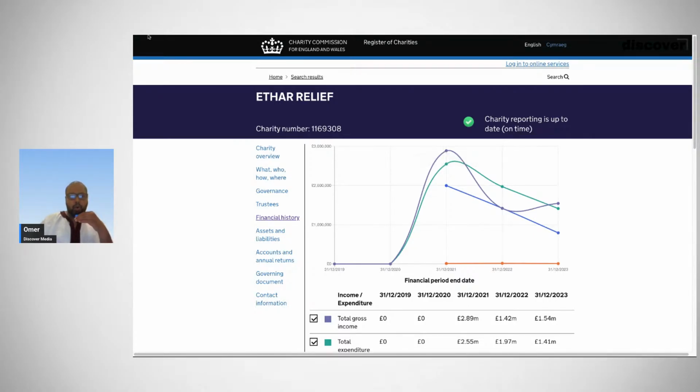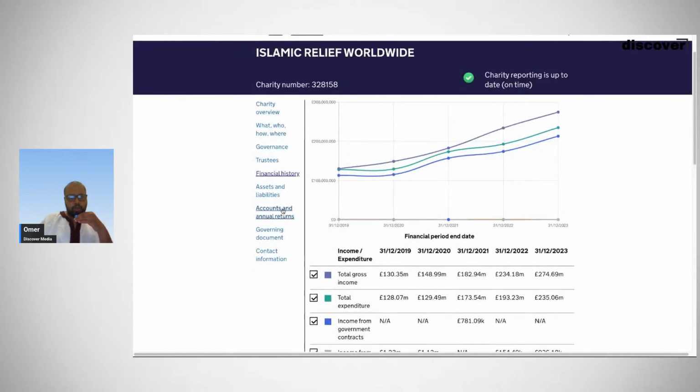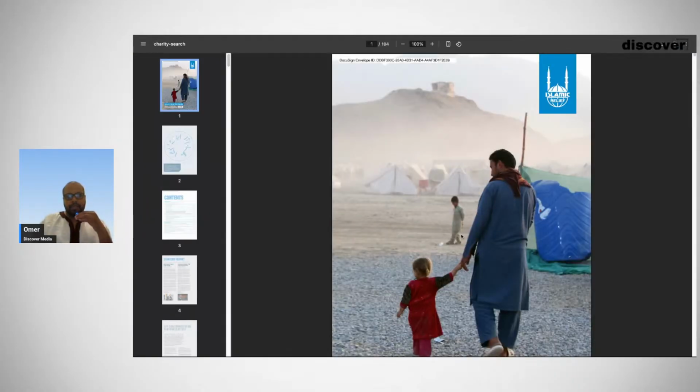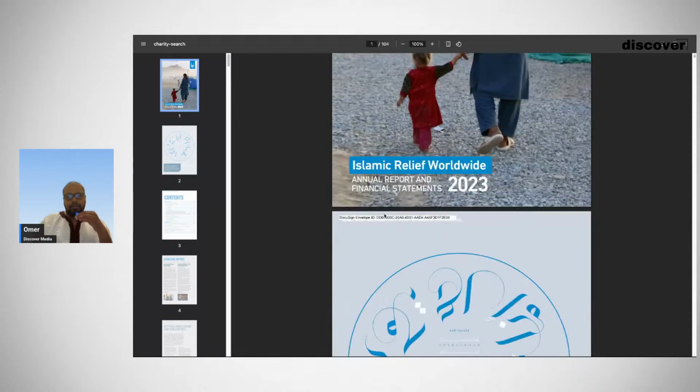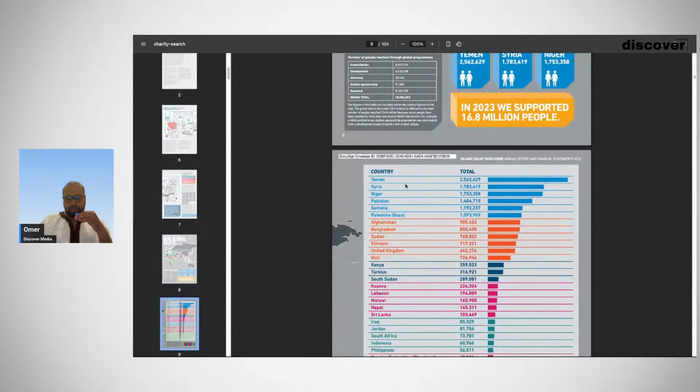Okay, now we're going to go back to Islamic Relief. I'm going to tell you why we're here, because we're going to go into their accounts, and I want you to do this as a fundraiser, because this is out there. So this is how they made their money. This is how they spent their money.